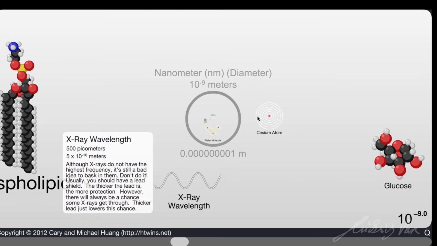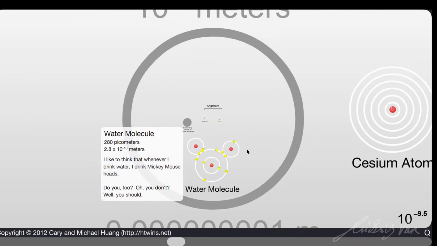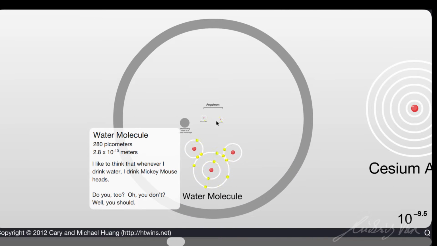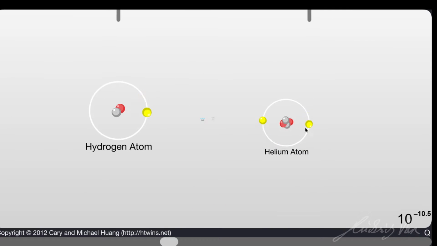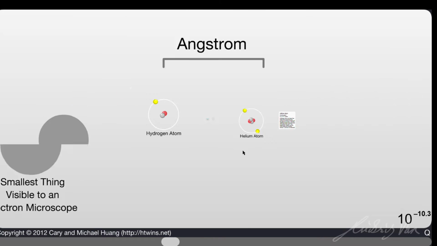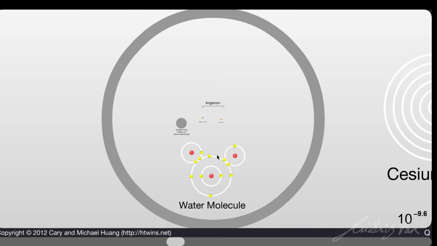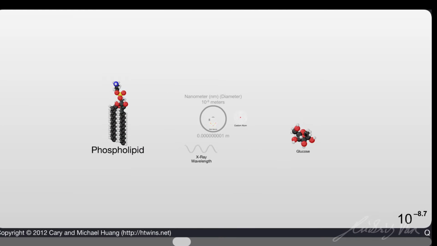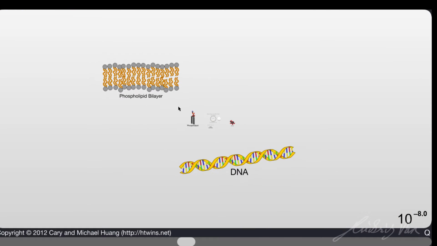Then if you go smaller, you can see water molecules. Then I think the smallest I will go: hydrogen and helium are so small. Hydrogen is part of the water molecules, which is important. This one is a glucose molecule. So these are the things that we are going to discuss in this series of videos. So now let us go back to the actual lesson.